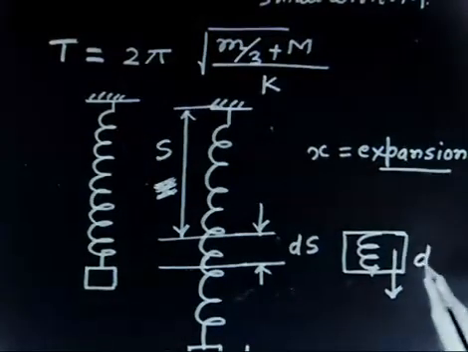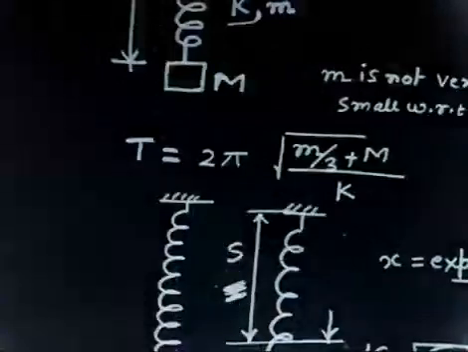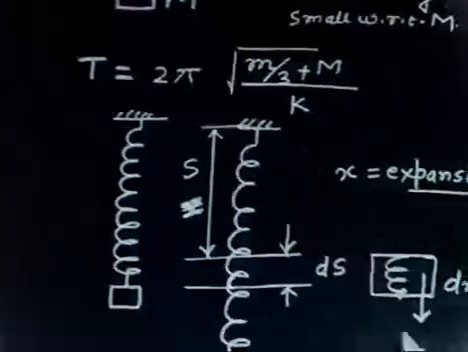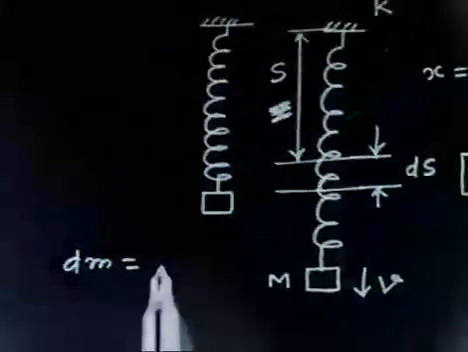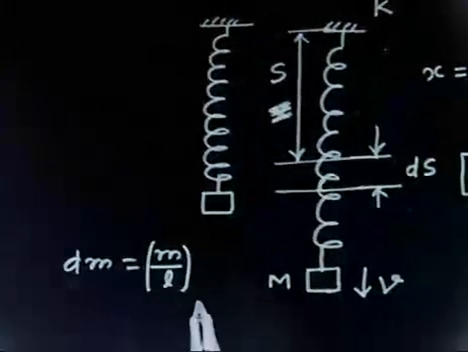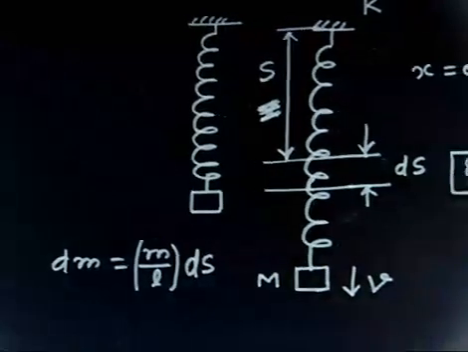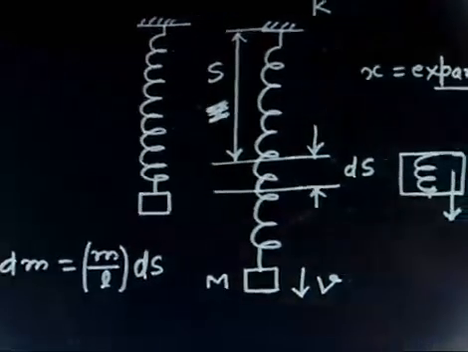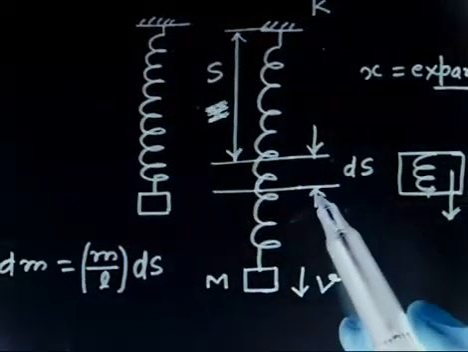Now what is the mass of this part of the spring? You see the total mass of the spring is m and the length of the spring is L. So dm I can write, dm is basically equal to, for length L the mass is m, so m by L is the mass per unit length, that is lambda, multiplied by ds, that will give you the mass dm. Are you getting?